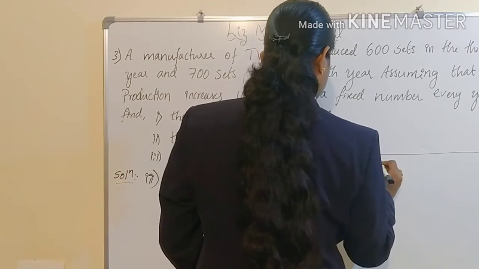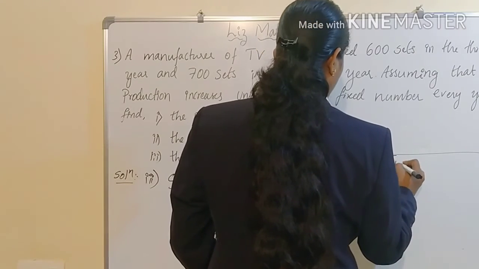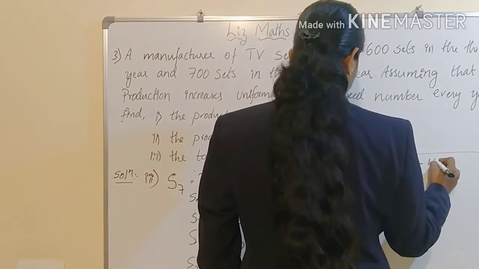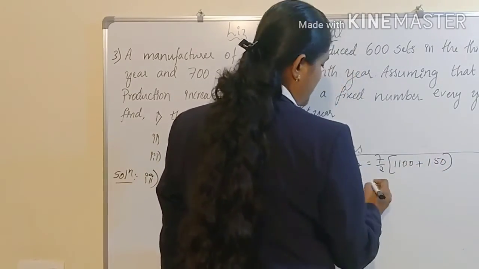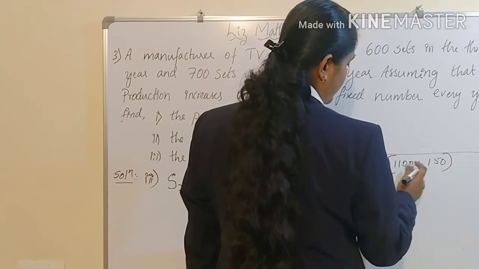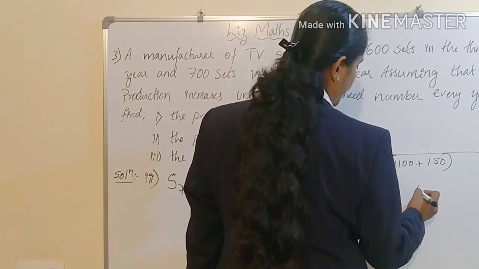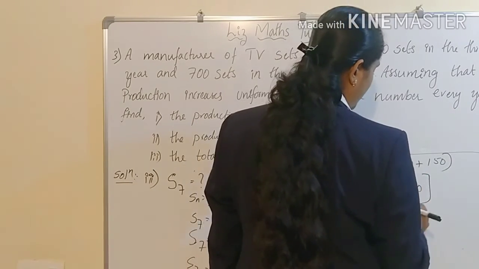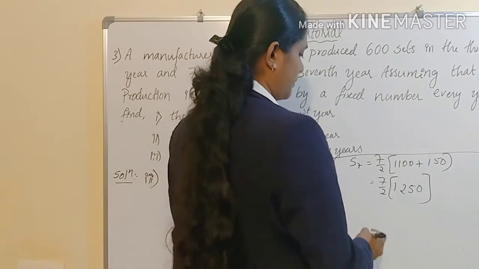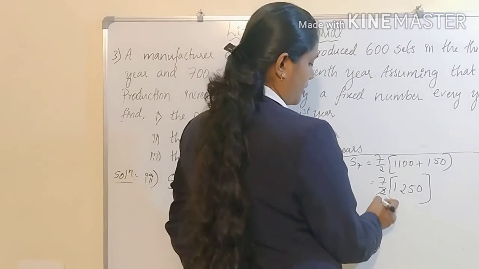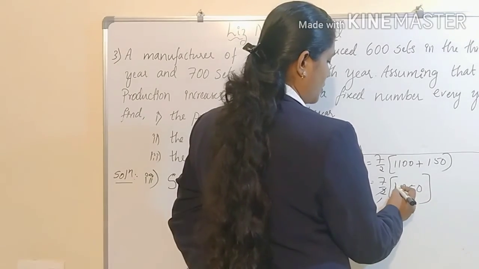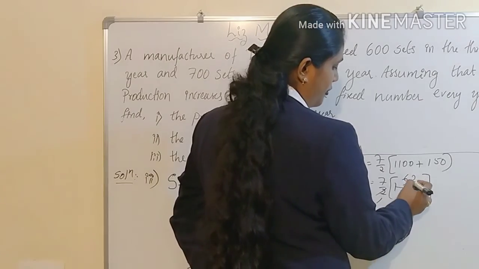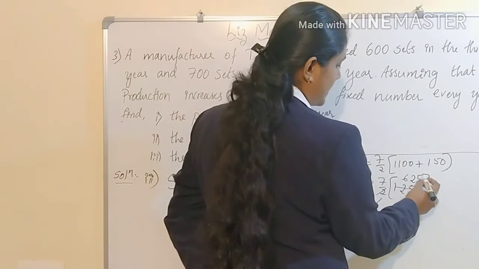S7 is equal to 7 by 2 into 1100 plus 150. So add these two. What will you get here? 1250, isn't it? Now here, go for the simplification. Cross multiplying, you can do cancelling. 2 ones are 2, 2 6s are 12, isn't it? Then 2 2s are 4, 1 in your hand, 2 5s are 10, so 625.